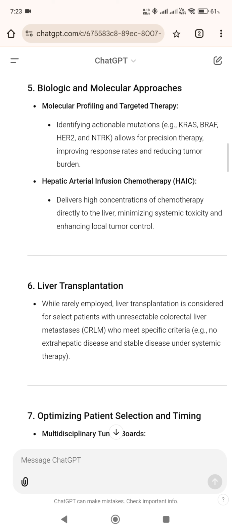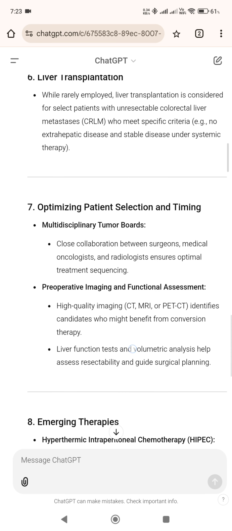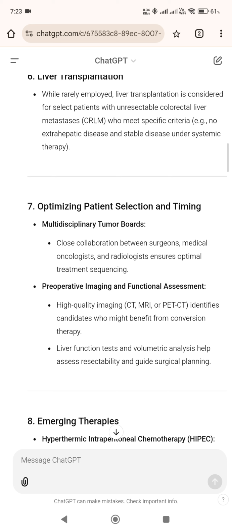6. Liver transplantation. While rarely employed, liver transplantation is considered for select patients with unresectable colorectal liver metastases, CRLM, who meet specific criteria, e.g., no extrahepatic disease and stable disease under systemic therapy.